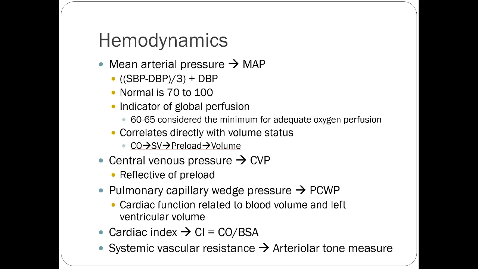It correlates directly with volume status. You have cardiac output, which correlates with stroke volume, preload, and overall volume status, so they're all related. There are some other more advanced measurements we can do, like central venous pressure and pulmonary capillary wedge pressure. Those can give us special measurements into advanced hemodynamics, specifically if you're looking at a PCWP for an advanced heart failure patient. And that requires some extra things. For example, you might need a Swan-Ganz catheter inserted for that, so it's a little bit more invasive than some of the standard stuff we talk about on a regular basis.